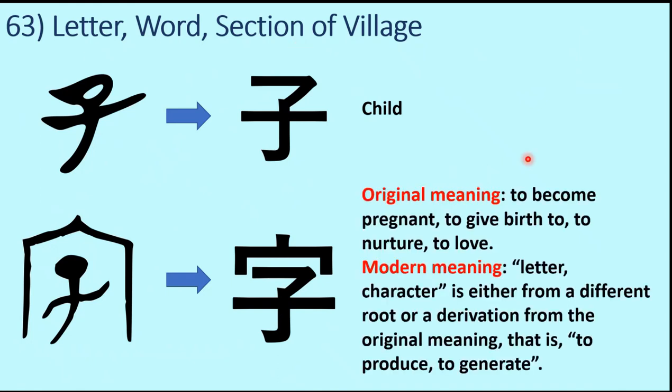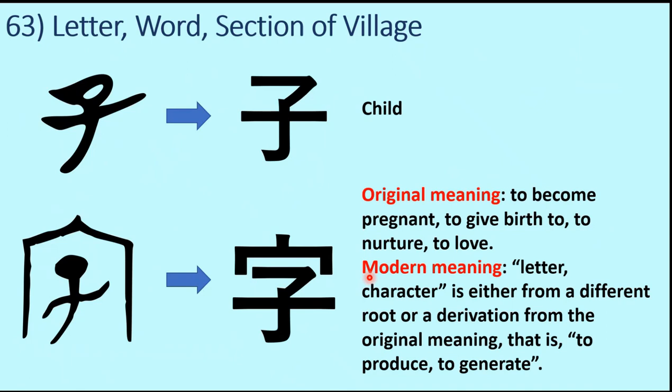The original meaning is to become pregnant, to give birth, to nurture, to love. As you can see, this is the child and the child is here, and this additional part here means to give birth to. So to give birth to a child. From that sense, this character has come. So this is a pregnant lady. That means this is covered. A child is covered here. That means the child is inside the body of the lady. So it's a pregnant lady.